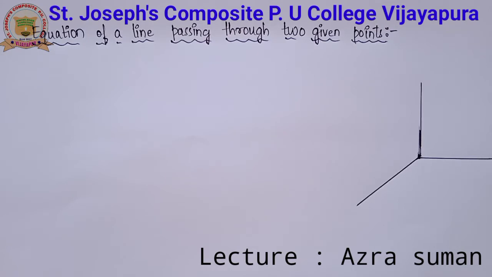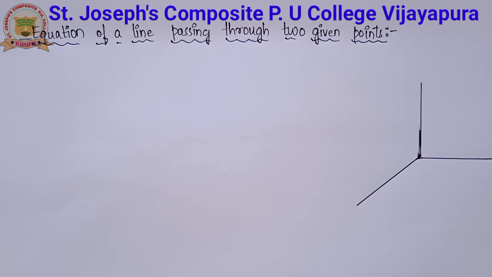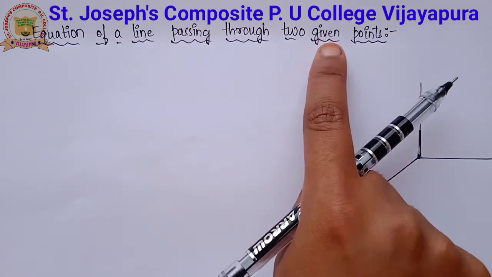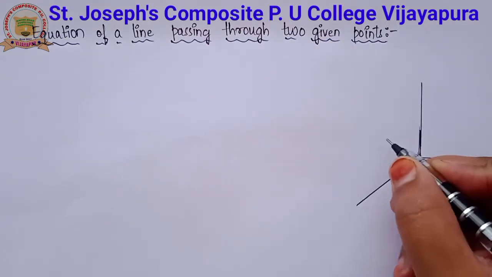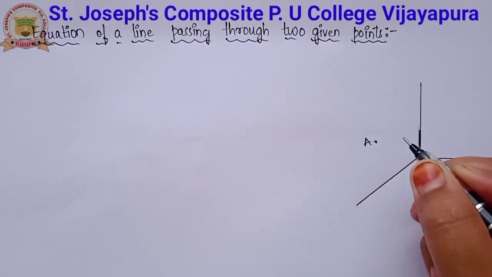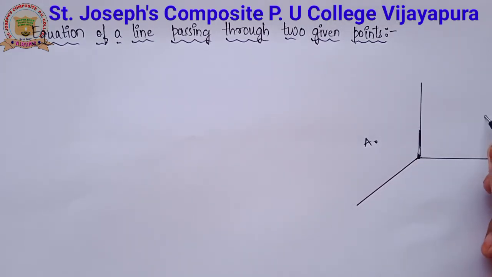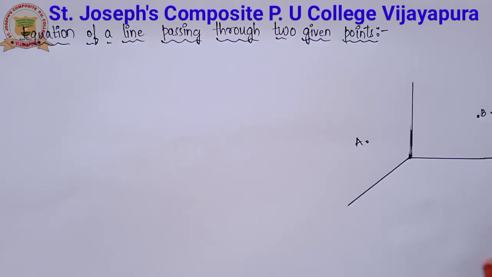Already we calculated the equation of the line through a given point and parallel to the given vector b. Today we will derive the equation of the line passing through two points. Suppose I take a point A here and point B here. Now we have to calculate the equation of this line which is joining point A and point B.